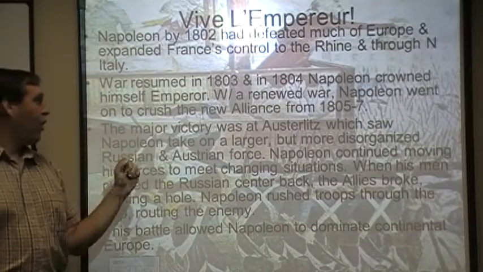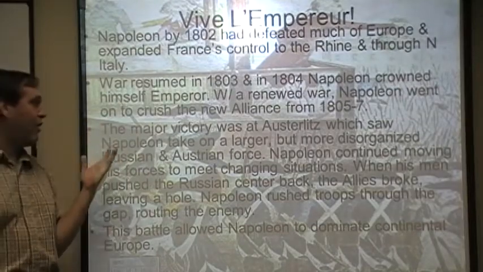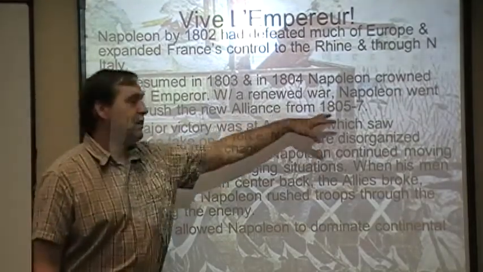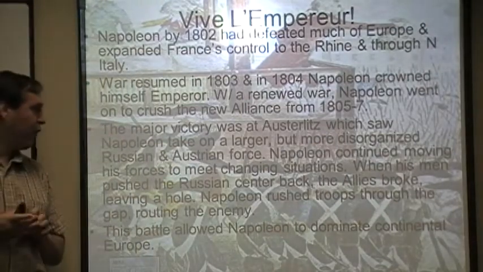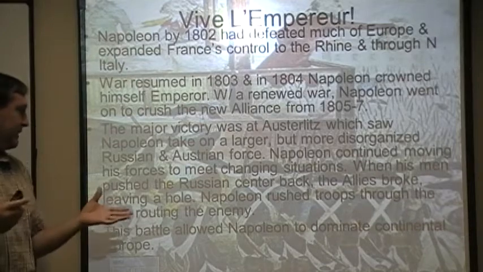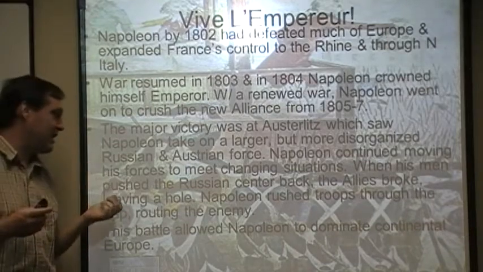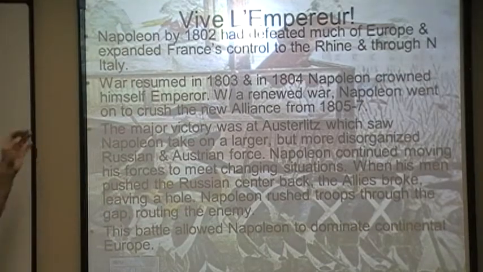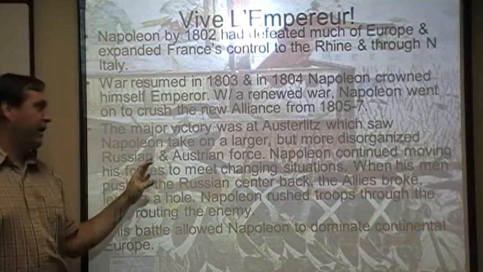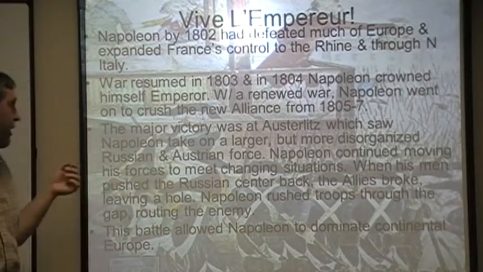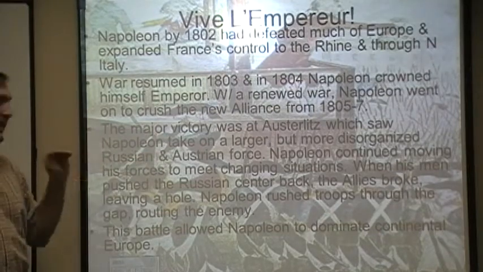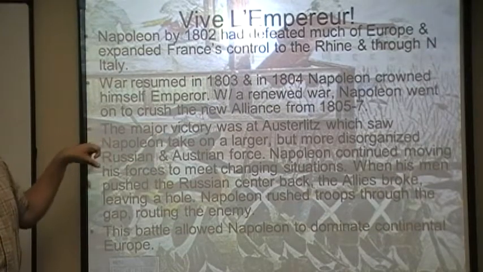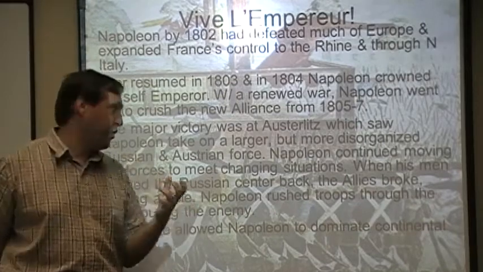You've got a renewed war, and Napoleon is going to go on the offensive, and he's actually going to crush this new alliance between 1805 and 1807. Now, the major year for military action is going to be in 1805, right? The major victory, the major battle here is going to be at a place called Austerlitz, right? Napoleon is going to take on a much larger, but much more disorganized coalition of Russian and Austrian troops, right?